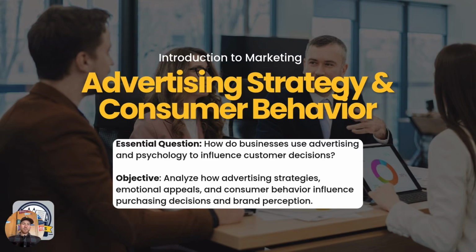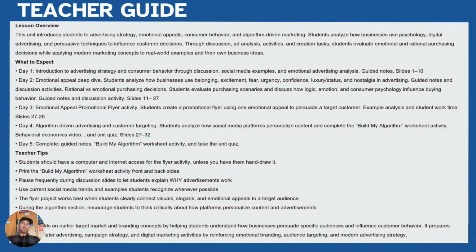This is Unit 4 for my Introduction to Marketing series, which is a full semester class. This unit is all about advertising strategy and consumer behavior. The essential question, this is what I hope my students can answer by the end of this unit, is how do businesses use advertising and psychology to influence customer decisions? The objective is that students will be able to analyze how advertising strategies, emotional appeals, and consumer behavior influence purchasing decisions and brand perception. All of my units do come with a teacher guide throughout the entire semester.